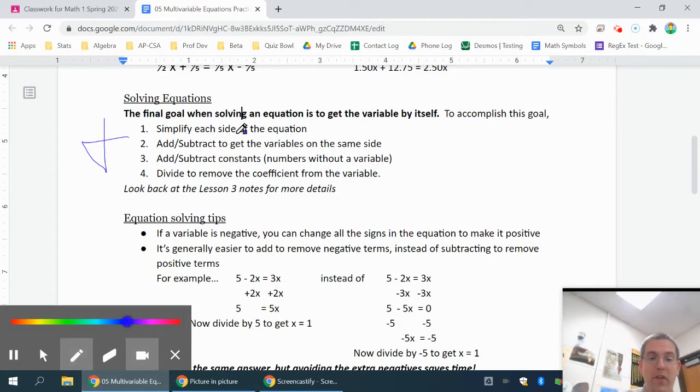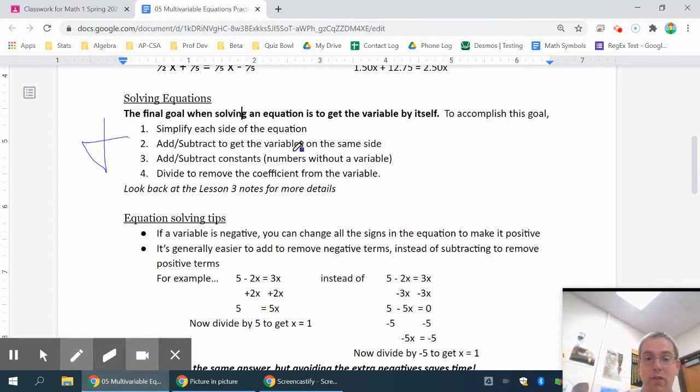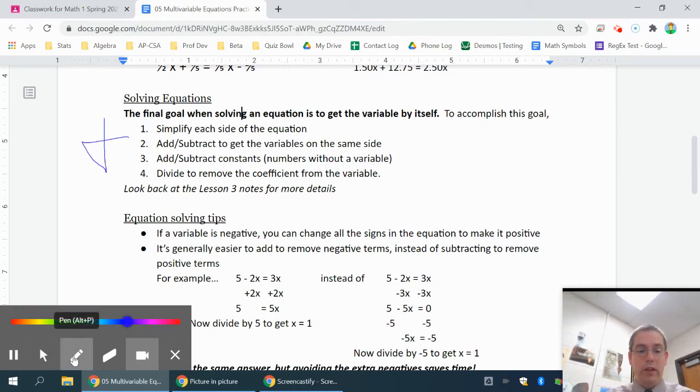So you start by simplifying each side, adding or subtracting, get the variables on the same side, adding or subtracting constants, that's numbers without a variable, so that the variable term is by itself, and then dividing to remove a coefficient from a variable. And if you look back at the lesson 3 notes and then the notes we did in class, that will help you get some more details.